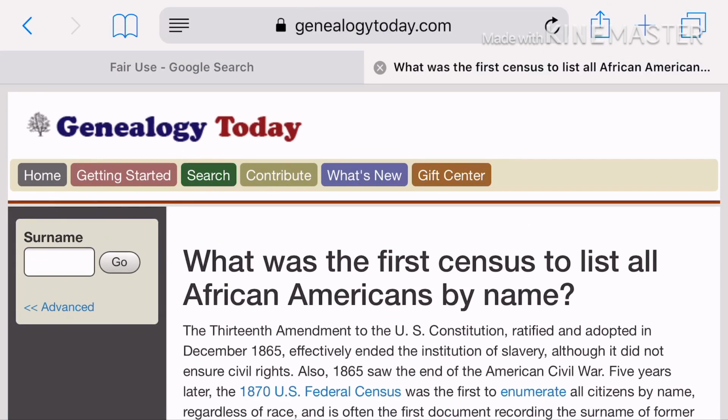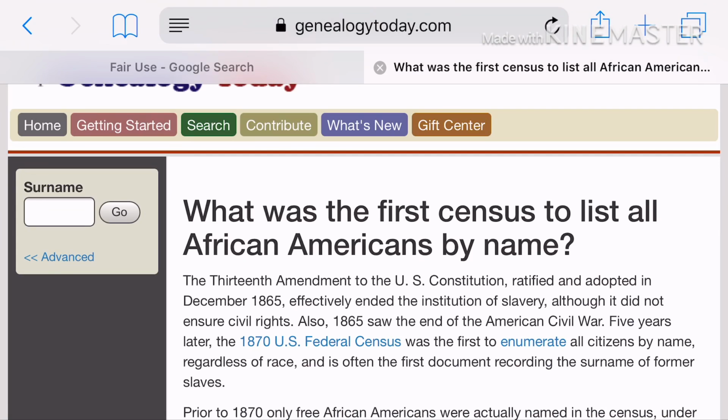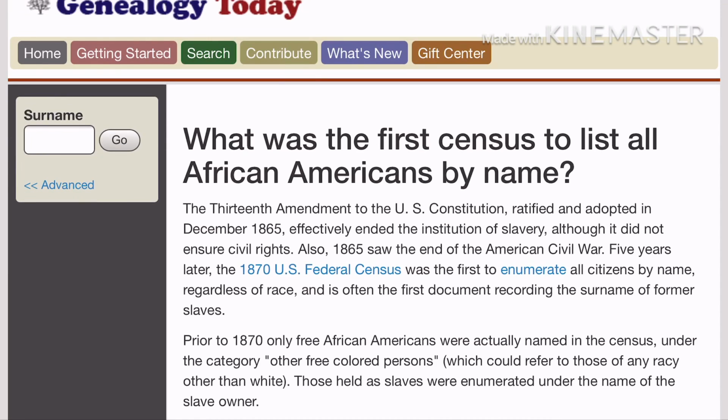What was the first census to list all African Americans by name? The 13th Amendment to the U.S. Constitution, ratified and adopted in December 1865, effectively ended the institution of slavery. Although it did not ensure civil rights, 1865 also saw the end of the American Civil War. Five years later, the 1870 U.S. federal census was the first to enumerate all citizens by name, regardless of race, and it offers the first documented recording of the surnames of former slaves.